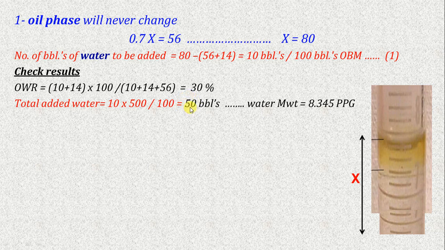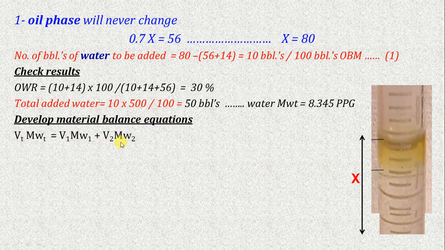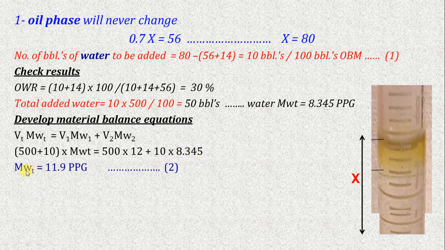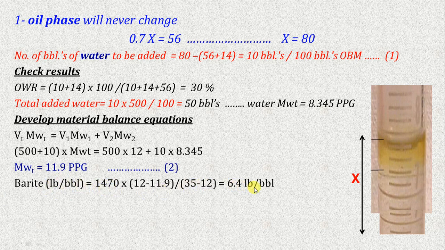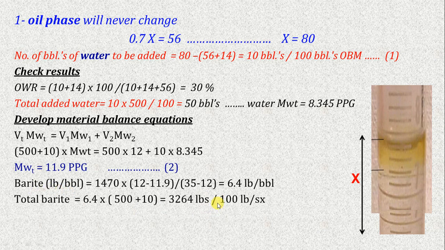But if we add 50 barrels of water to 500 barrels of oil based mud, it will make some dilution. So the mud weight will be decreased. So we have to calculate the new mud weight. By making material balance, the total volume 500 plus 50 multiplied by the mud weight that we don't know equals 500 multiplied by 12 plus 50 multiplied by 8.3. From it, we will get the mud weight to be 11.9 ppg. Then we will add barite as before, so we will get the number of barite sacks to be added, about 32 sacks or something like this.